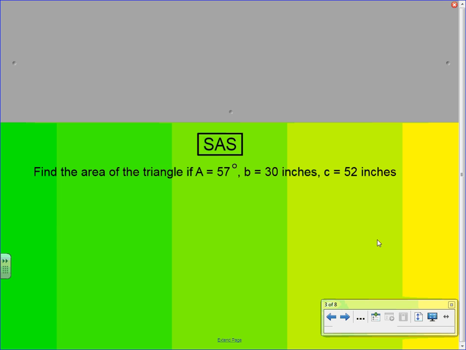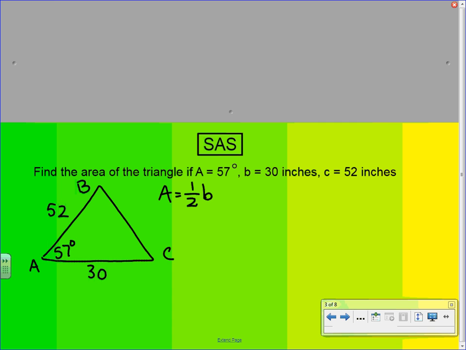So I have a side-angle-side triangle here, and I'm going to go ahead and sketch it. Remember, these are not drawn to scale. This is just kind of a general sketch I'm drawing here. So I have angle A, 57 degrees, side B is 30, and side C is 52. And I need to find the area of the triangle. All right, we know the area of a triangle is 1/2 base times height.